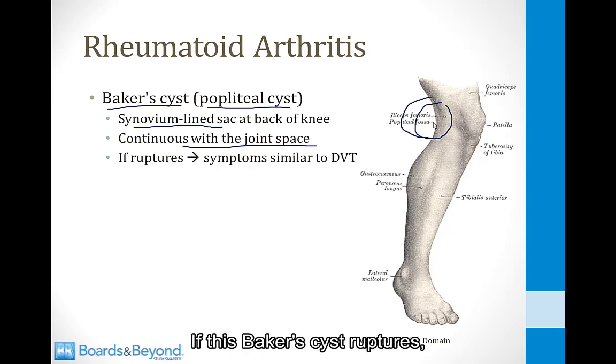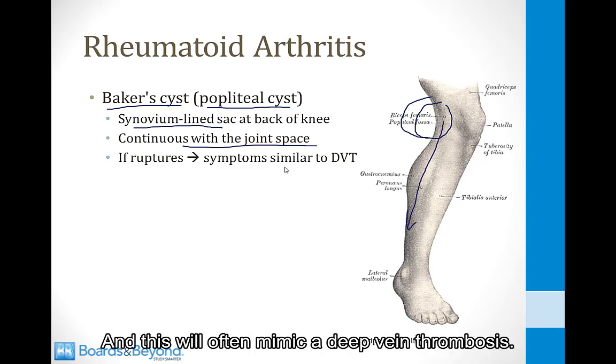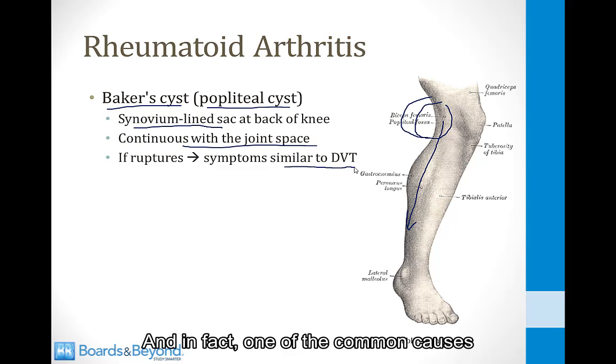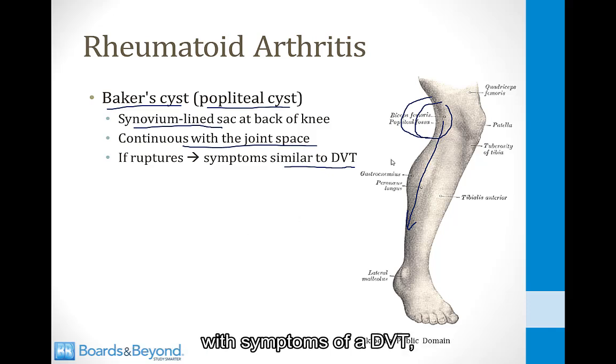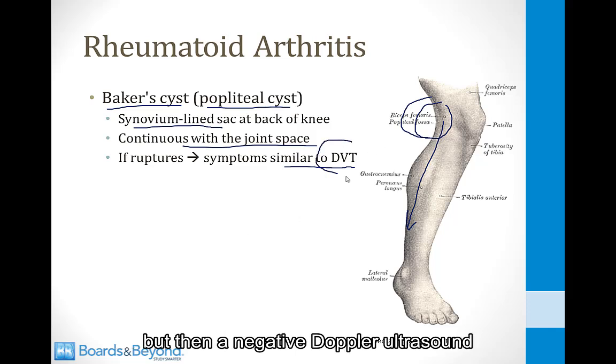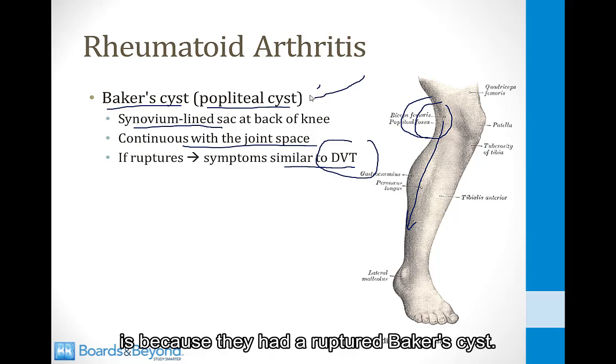If this Baker cyst ruptures, it will give the patient pain traveling down their leg, and this will often mimic a deep vein thrombosis. And in fact, one of the common causes for patients to present to the emergency room with symptoms of a DVT but then a negative Doppler ultrasound is because they had a ruptured Baker cyst.